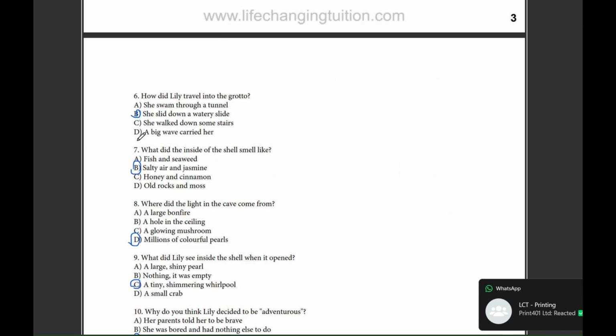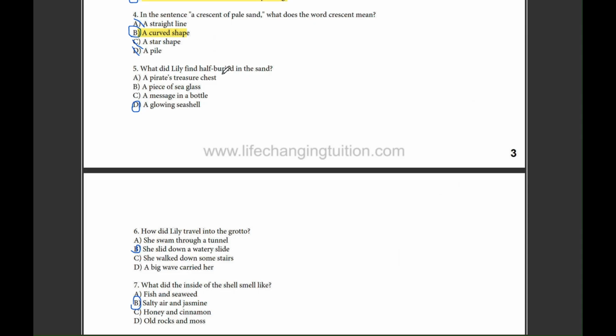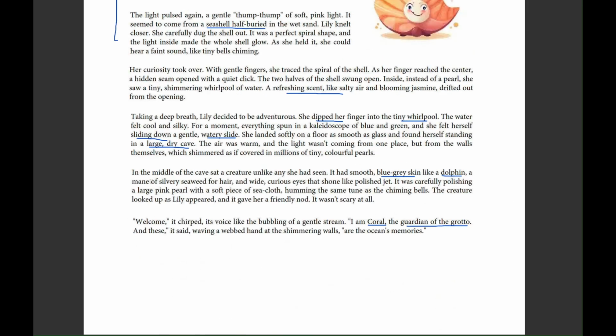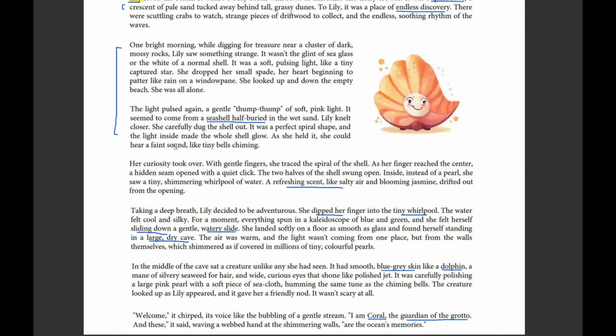What did Lily find half buried in the sand? Choices: A. A pirate's treasure chest, B. A piece of sea glass, C. A message in a bottle, D. A glowing seashell. Why not A, B, C? They are not what she uncovered. Answer: D. A glowing seashell. Explanation. The pink light is coming from a seashell.